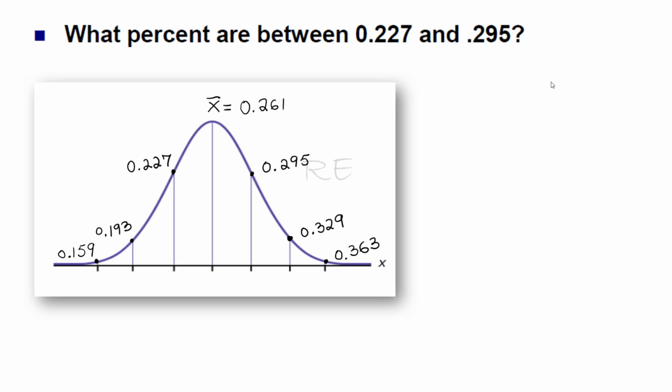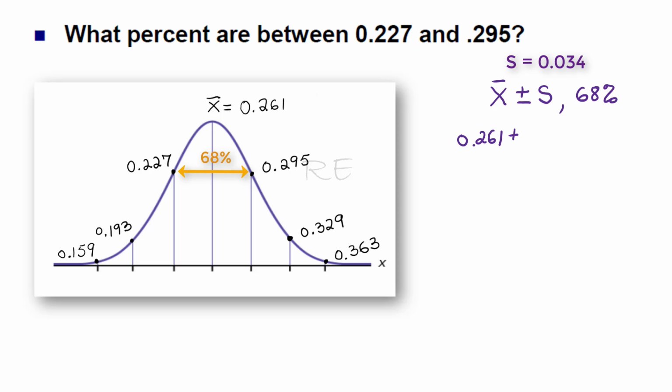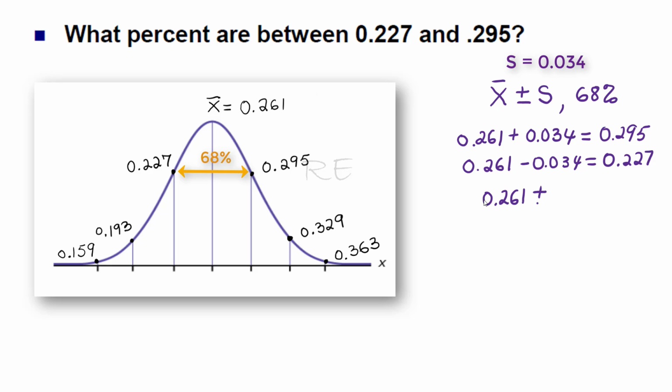What percent are between 0.227 and 0.295? According to the empirical rule, if we have a bell-shaped curve, 68% of the data will fall within one standard deviation of the mean. As you can see, 0.227 and 0.295 are within one standard deviation from the mean, 0.261. Therefore, 68% of the data will fall between those 2 points.